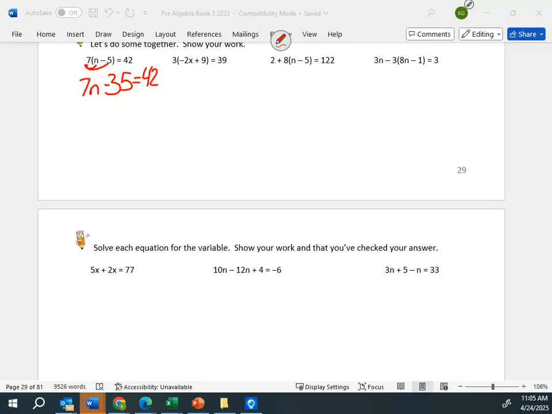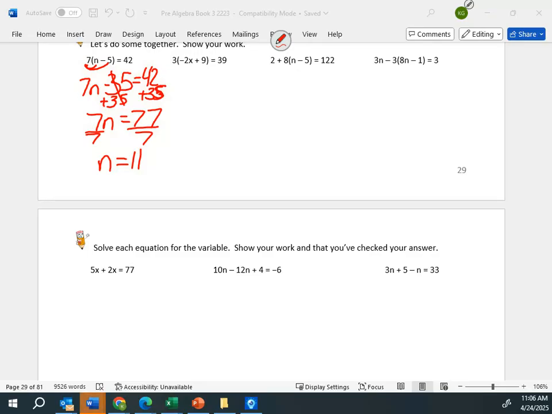What do I do next? Graham? Add 35. I'm going to add 35 to both sides. So that zeroes out, so I have 7n equals what's 42 plus 35, Graham? 77. What's my next step, Christina? Dividing that 7 on both sides. 7 divided by 7 gets me a positive 1. 77 divided by 7 is what, Christina? 11.